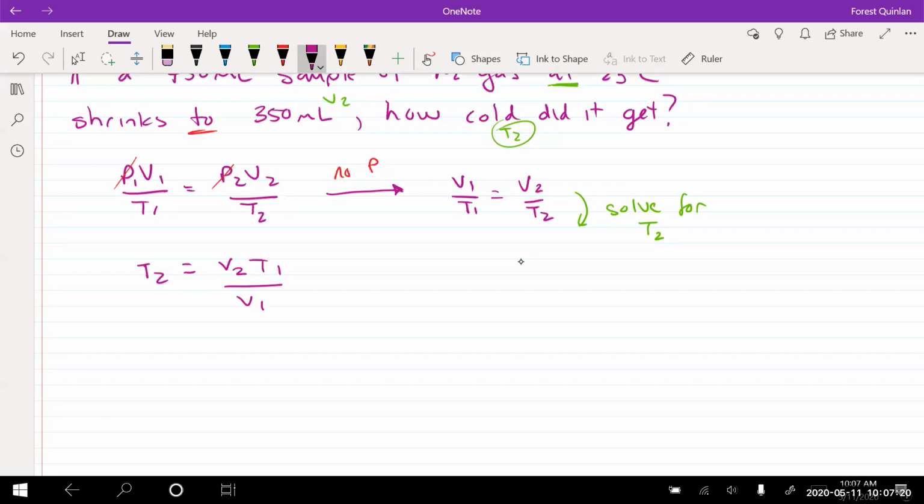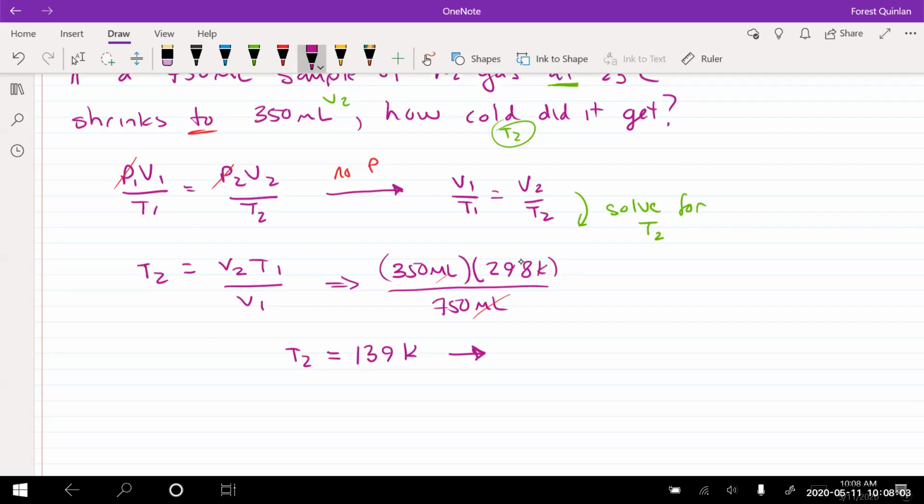And again, we already think it should get colder, so our temperature should drop. So now we're going to plug this in. V2 was 350 milliliters. T1, 298 Kelvin. And then we had 750 mils, I believe, was our original. Mils will cancel out. So T2 is equal to, let's see, that's about half of that. So 150, maybe 140. 139 Kelvin.